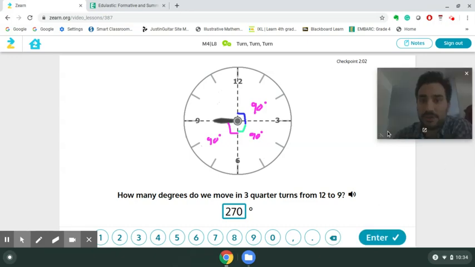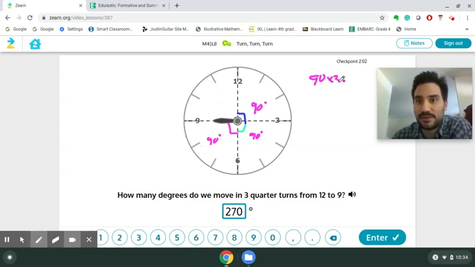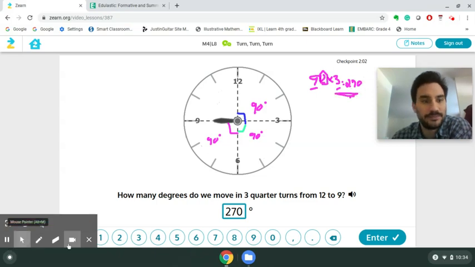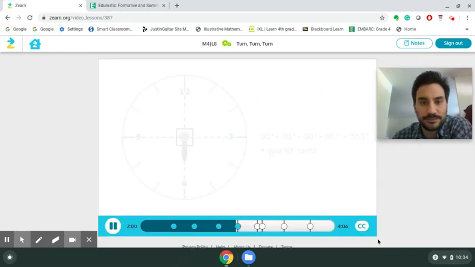If you said 270 degrees, you're correct. What I did was, normally I do quick multiplication. 90 times 3. Do 9 times 3. That's 27. And then plug any zeros on the end. 270 degrees. Let's see if it's right. Woo! Good work, my friends.